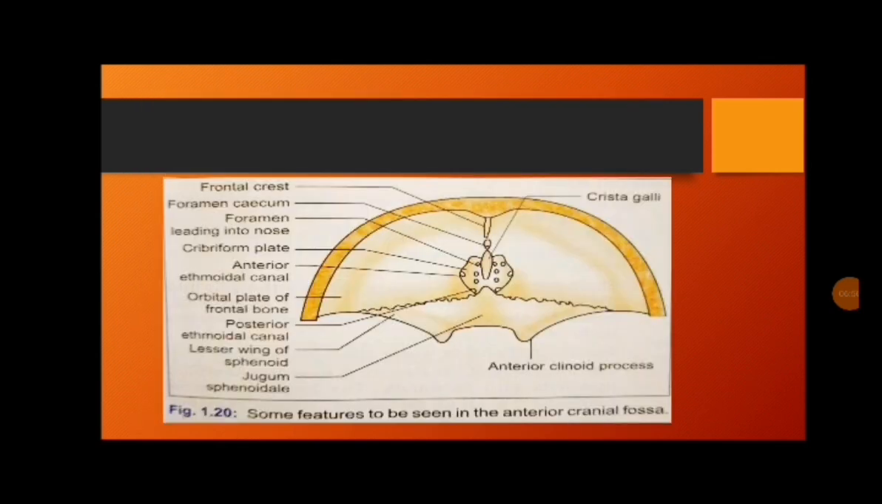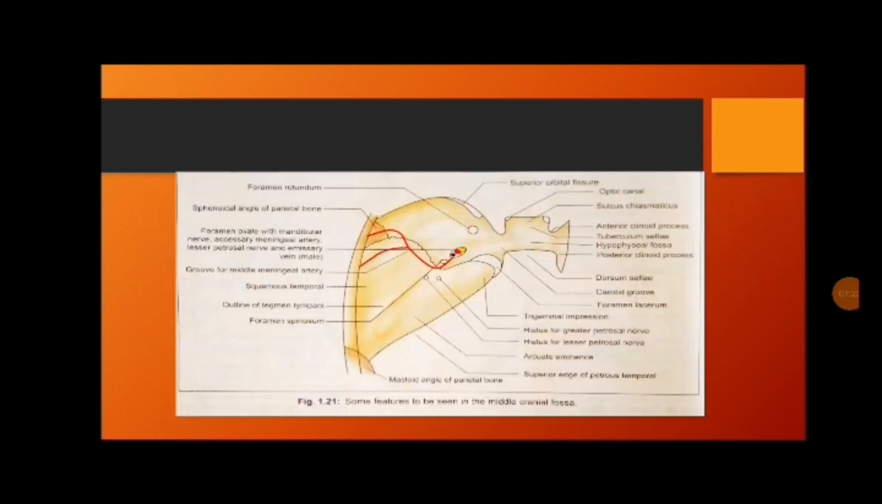Then this is the anterior clinoid process, anterior fossa. In that we can see the foramen cecum, then cribriform plate, and anterior ethmoidal canal, crista galli. Okay, we had seen this. And then this is the middle cranial fossa. In that you can see the foramen ovale over there, and the structures passing through it, and other important foramens mentioned there.